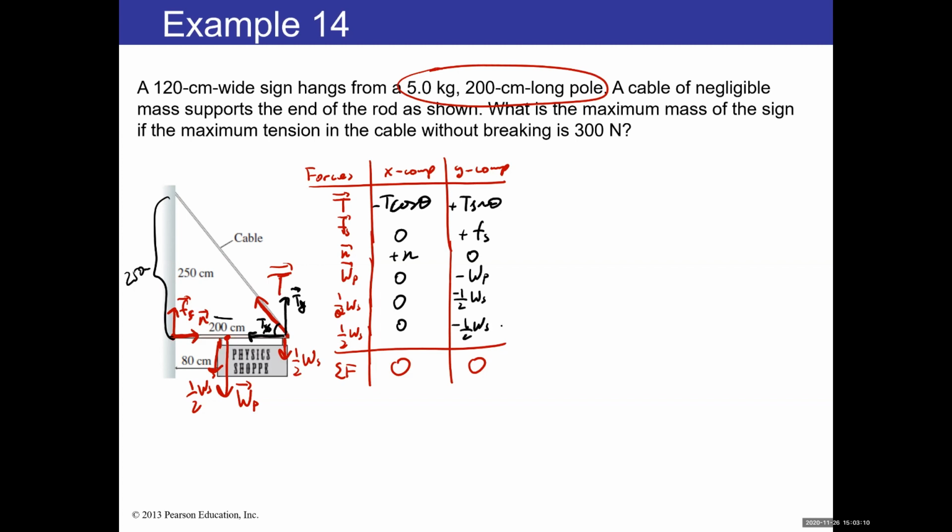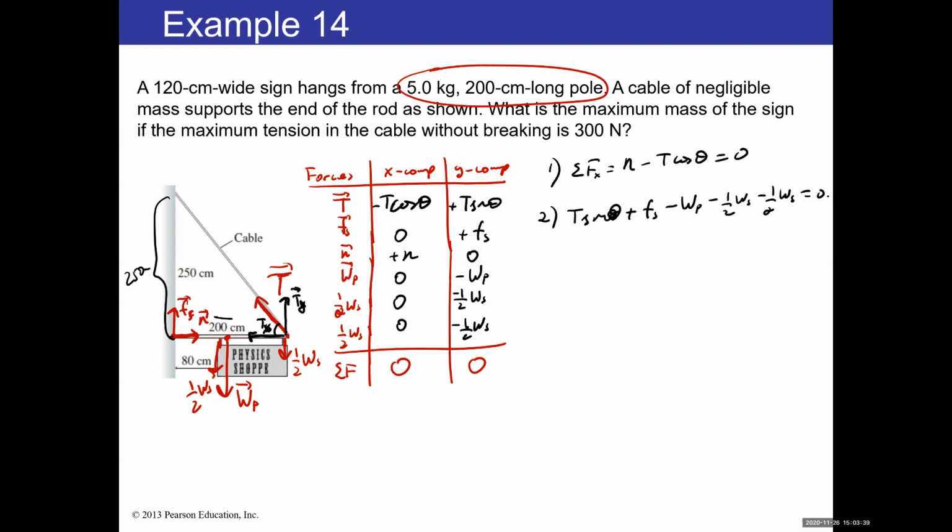So I get equation 1, which is the net force in the x direction: normal force minus T cosine theta equals 0. Equation 2, in the y direction: T sine theta plus the static friction minus the weight of the pole minus 1/2 weight of the sign minus 1/2 weight of the sign equals 0.